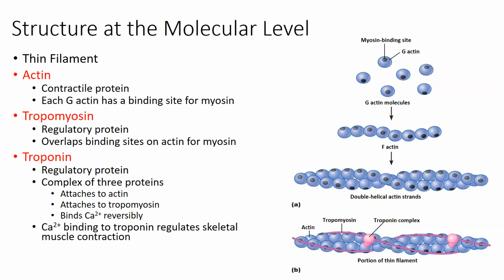So in that way, these proteins are regulating this process because we do not want actin to be continually binding to myosin. Again, we want to regulate muscle contraction because there are times when the muscle needs to relax. Okay, so as a result, these two proteins are regulating the binding of actin and myosin.